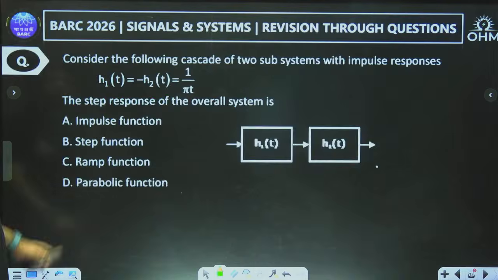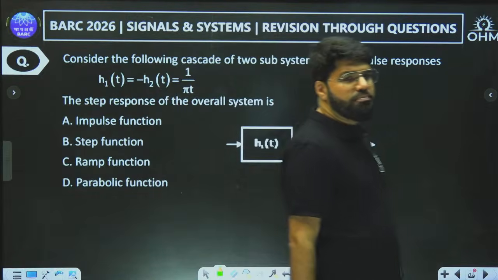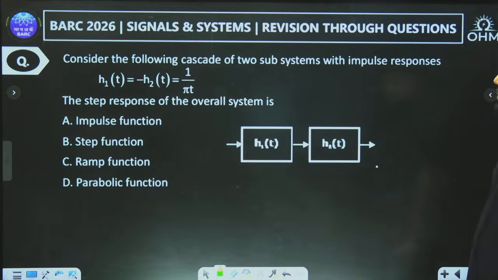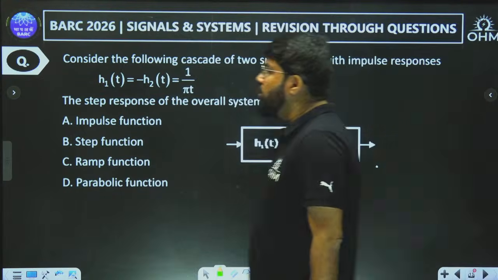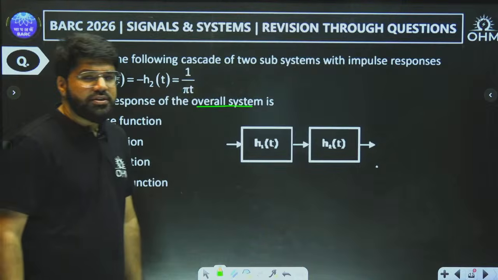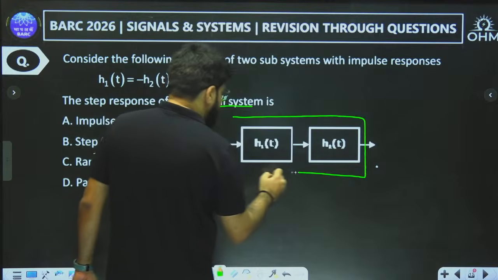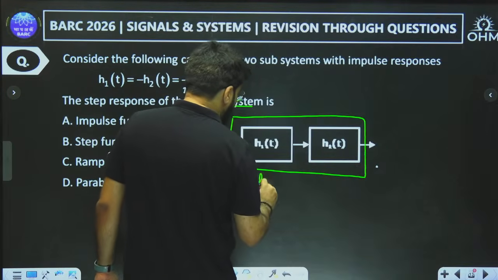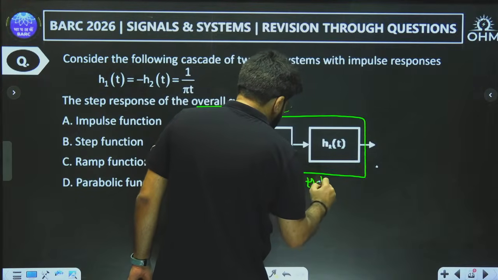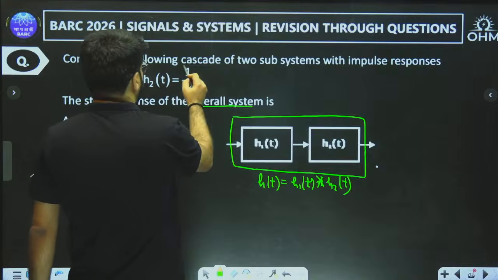Next. Consider the following cascade of two subsystems with the impulse responses h1 of t equal to minus h2 of t equal to 1 by pi t. What is the step response of the overall system? Now, first of all, when we talk about the overall system, dear students, please pay attention here. The overall impulse response is given by h1 of t convolution h2 of t whenever two systems are cascaded.